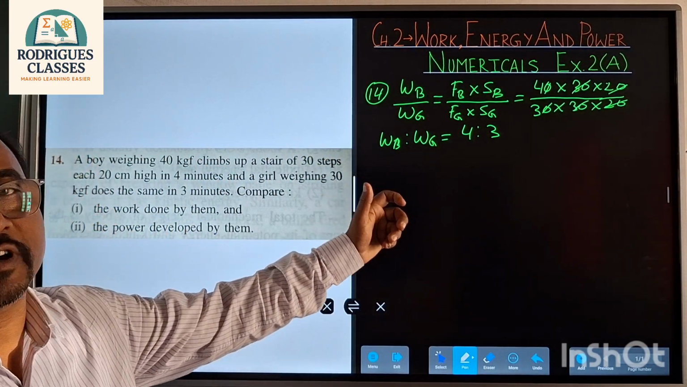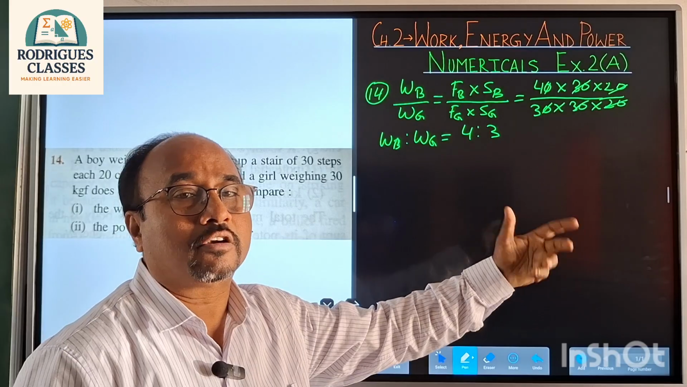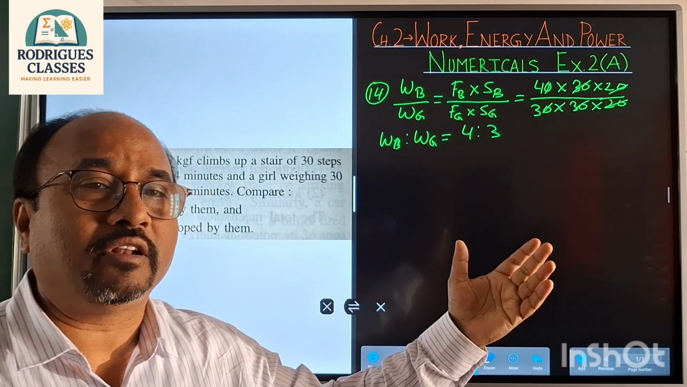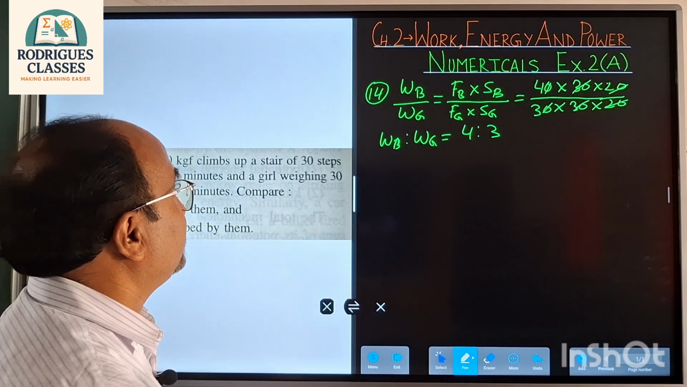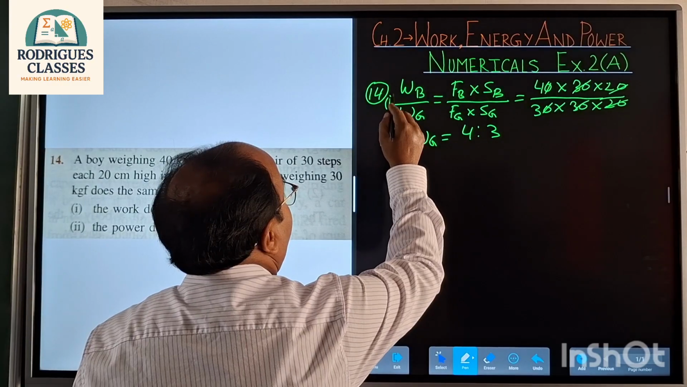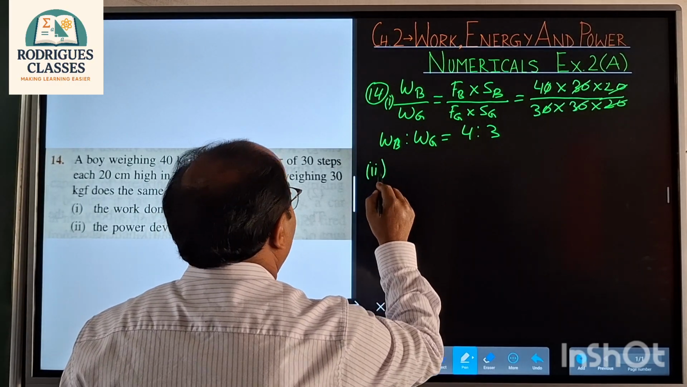So that's the benefit of not converting, not required. Same units are given. We have to find the ratio. We can deal in this way. Now this was the first part. Now come to the second part.